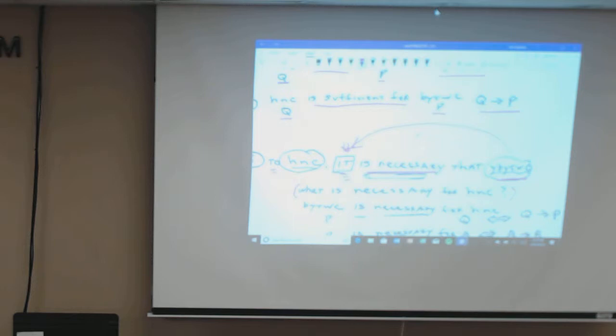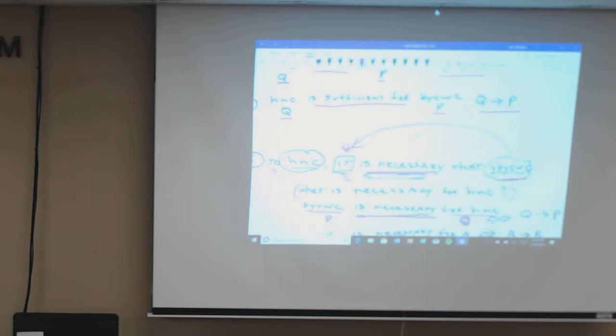So now we have a new sentence here. And what does the new sentence say? Brushing your teeth with clean is necessary for having no cavities. And brushing your teeth with clean is P, and having no cavities is Q.